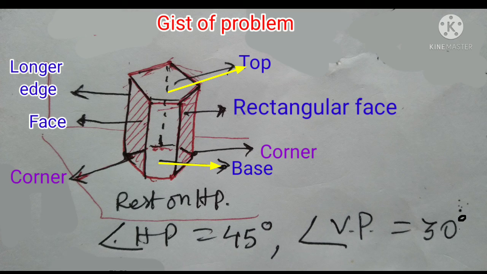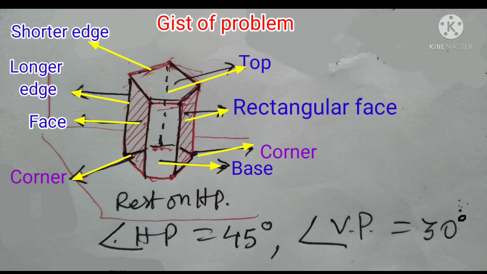As it is a pentagonal prism, we will get a pentagon at the base and top. This is the corner of the pentagon, and this is the shorter edge and longer edge, and these are the rectangular faces. At first it rests on the HP and is then inclined at 45 degrees to the HP and 30 degrees to the VP.